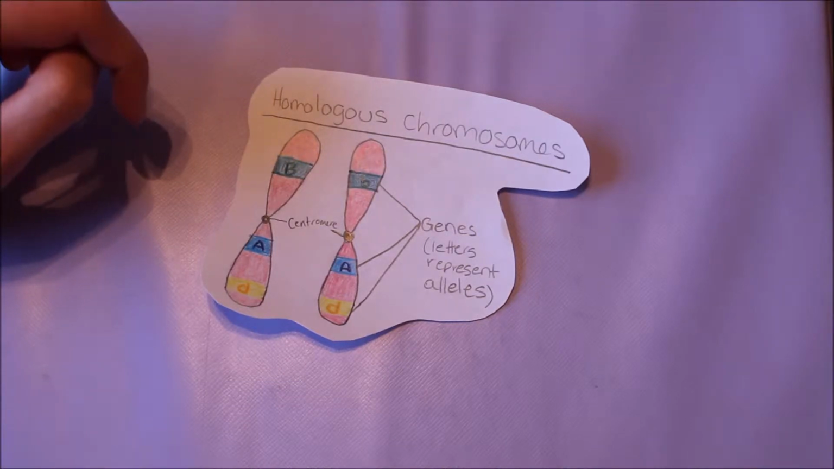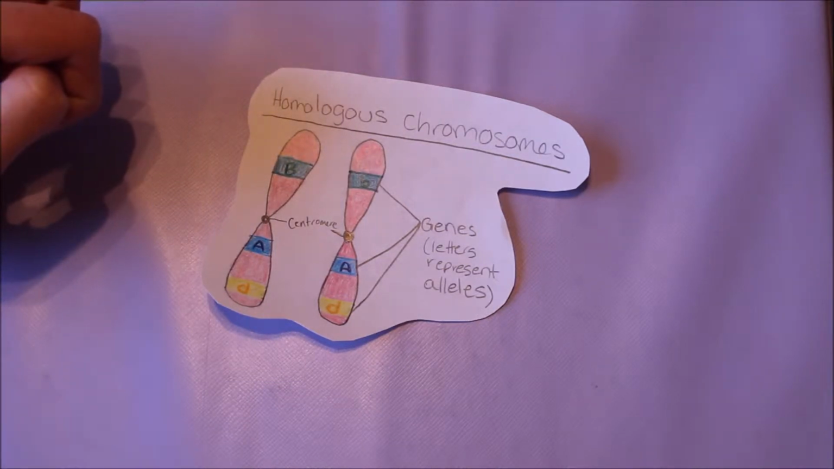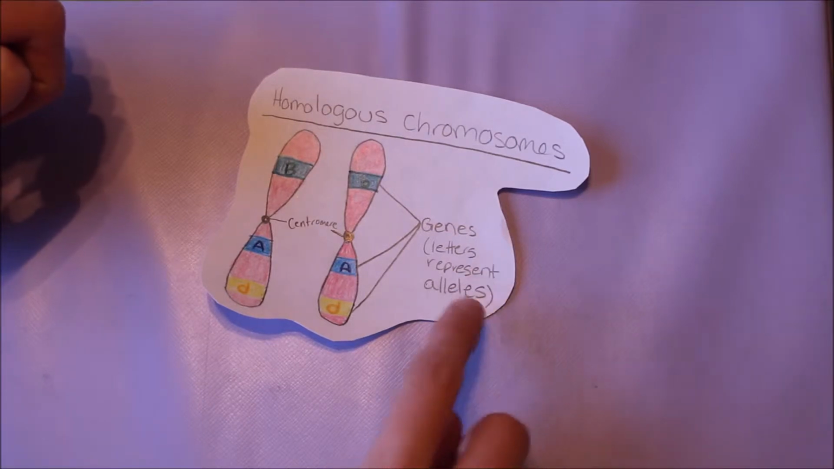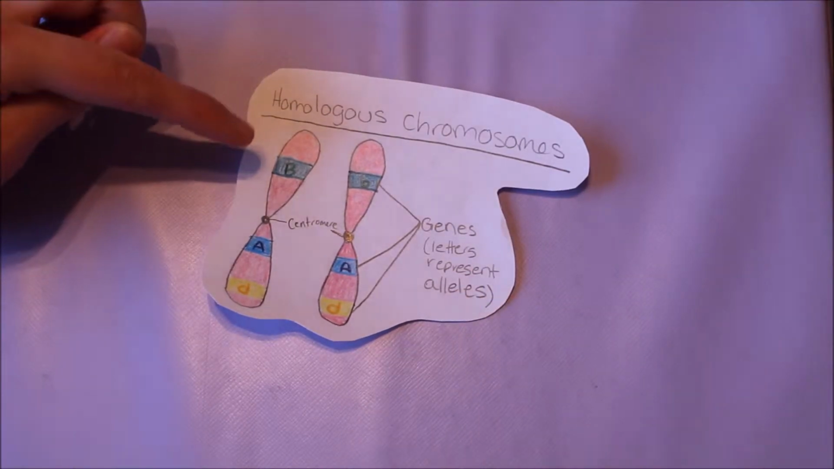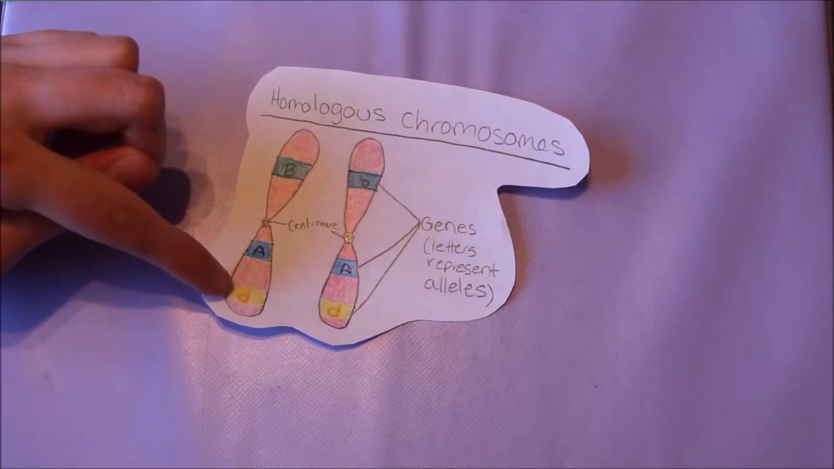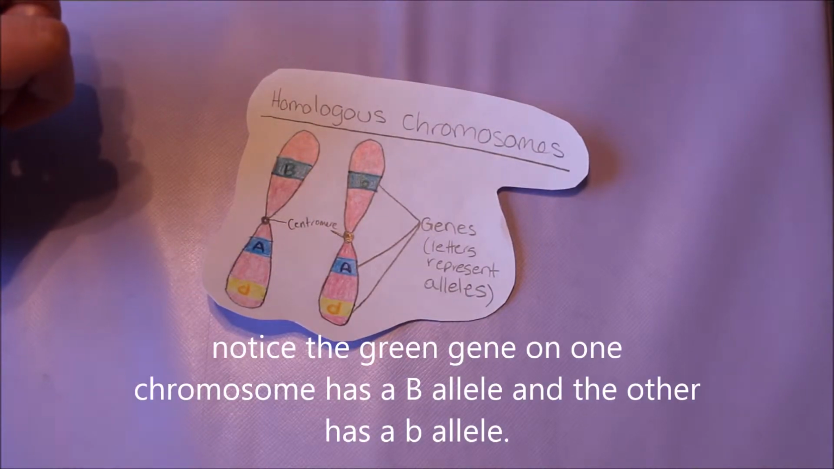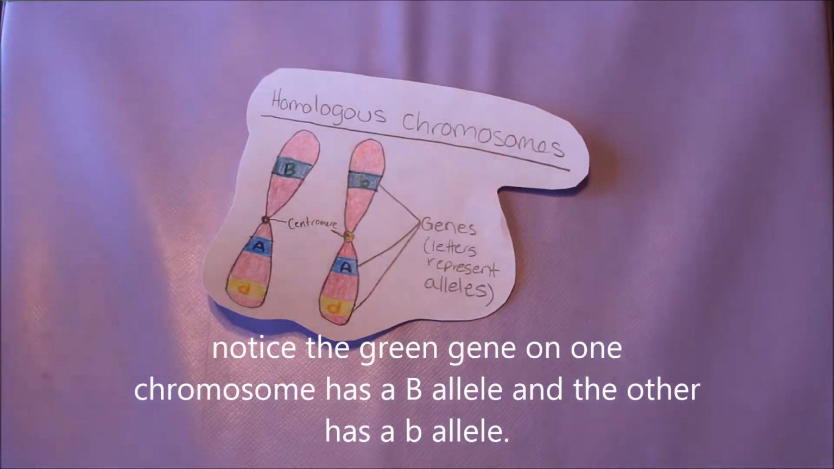The reason homologous chromosomes are not identical is because they can carry different forms of a gene called alleles, which are represented by the letters in this diagram. We will discuss more about alleles next week.